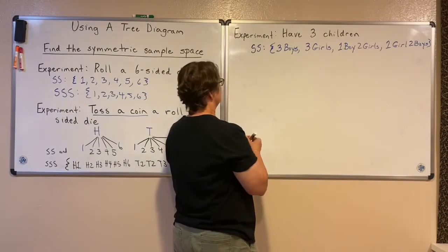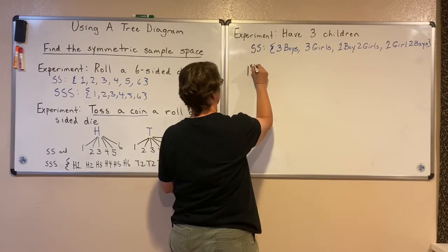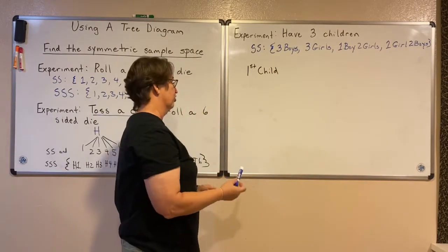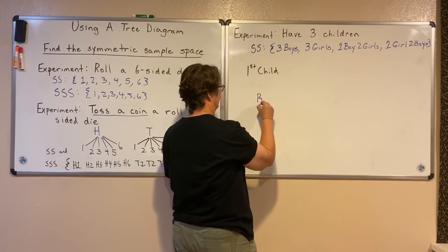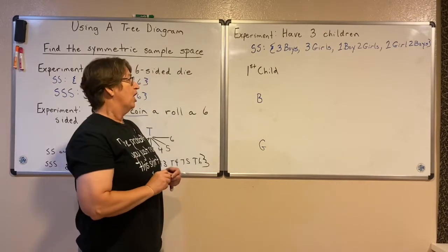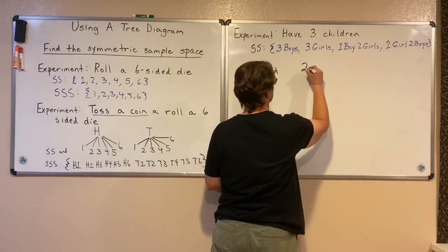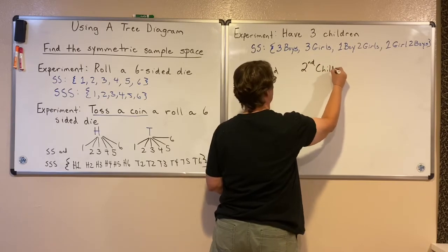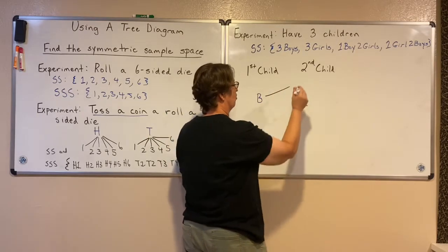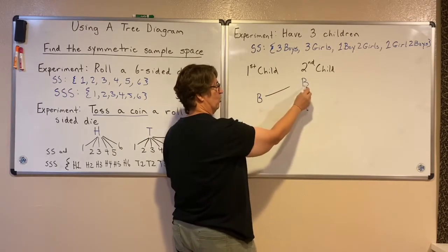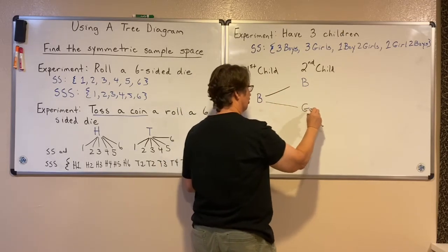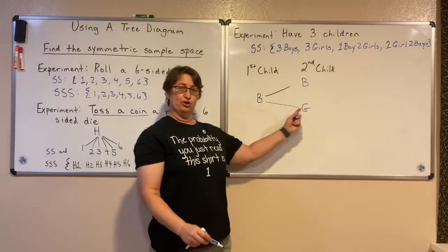So here, the first child that we have, on the first child, I could have a boy or a girl. So I'm going to show that using this tree diagram, that I could have a boy or I could have a girl. Now, on my second child, if I had a boy on the first one, then on the second one, I could have a boy, so that I have a boy and a boy. Or if I had a boy on the first one, I could have a girl on the second child, so that I have a boy and then a girl.